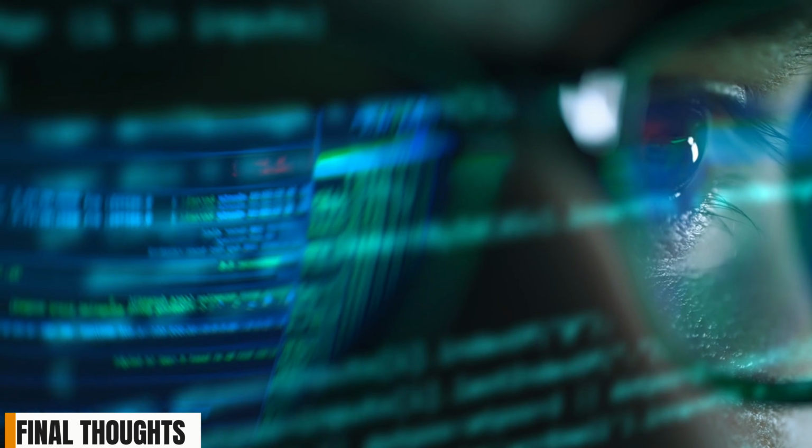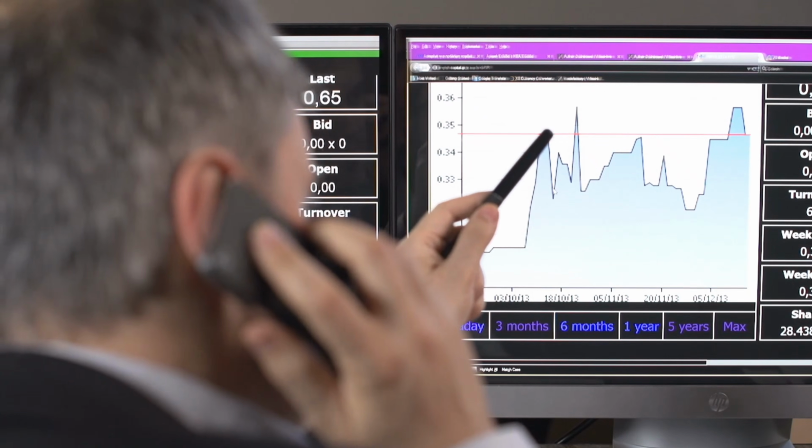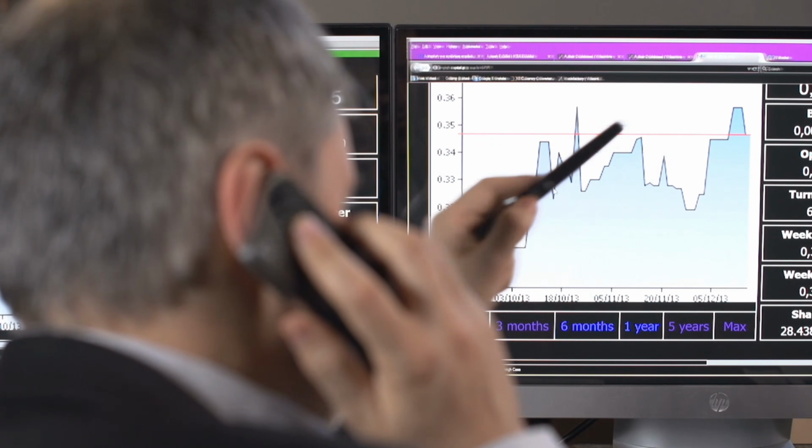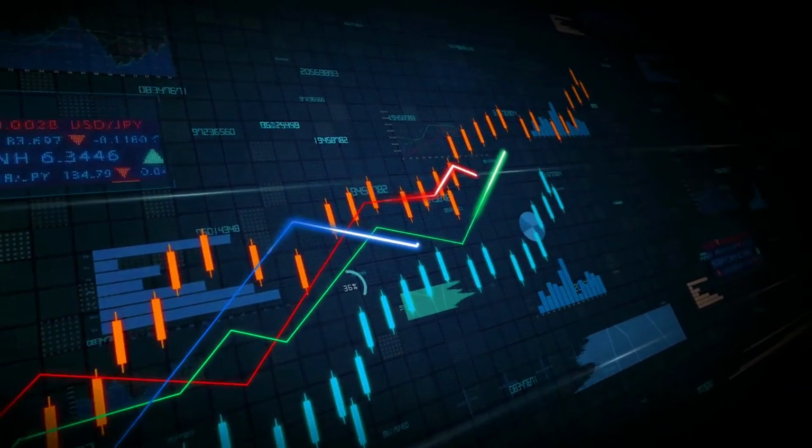To wrap things up, all four of these companies represent different angles of the quantum revolution. These companies are small, early, and in some cases volatile, but they operate in sectors that are expected to explode as quantum technology becomes mainstream.